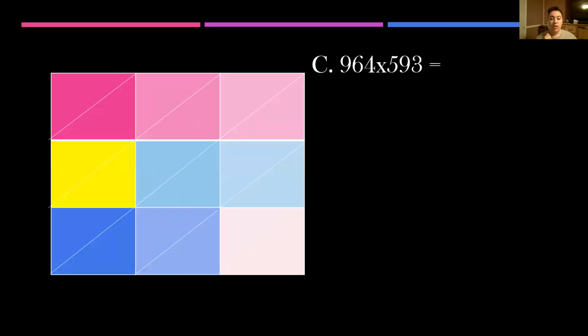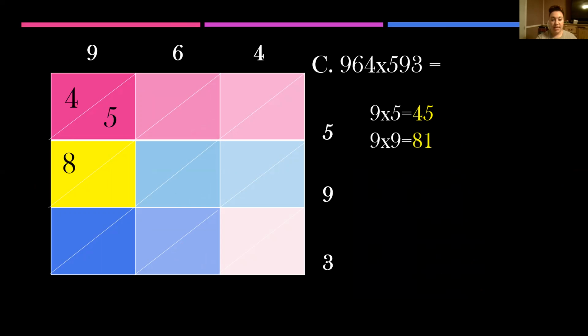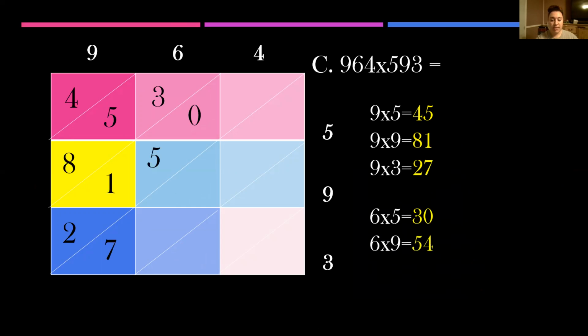Okay, so now let's calculate our next one. We have 964 times 593. So we'll put our numbers here at the top and then our numbers here at the side. Okay, so now 9 times 5 is 45. 9 times 9 is 81. 9 times 3 is 27. 6 times 5 is 30. 6 times 9 is 54. 6 times 3 is 18.